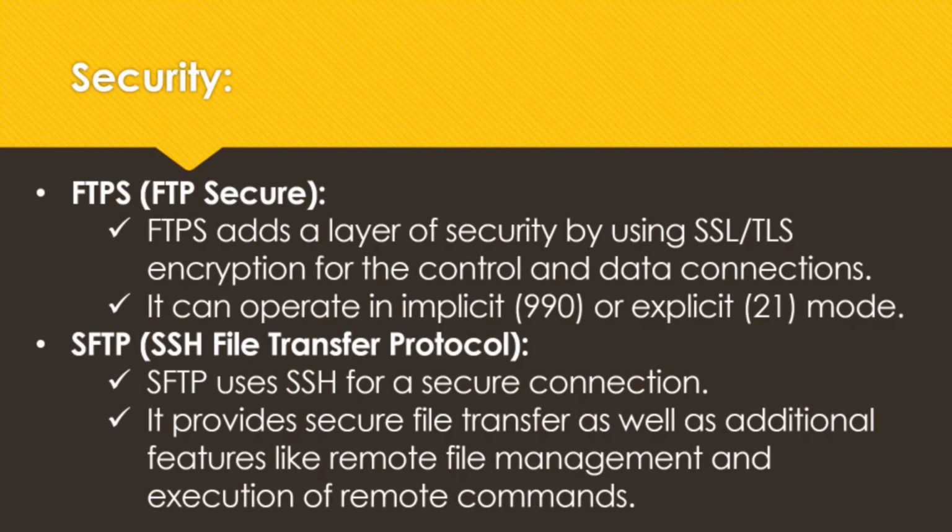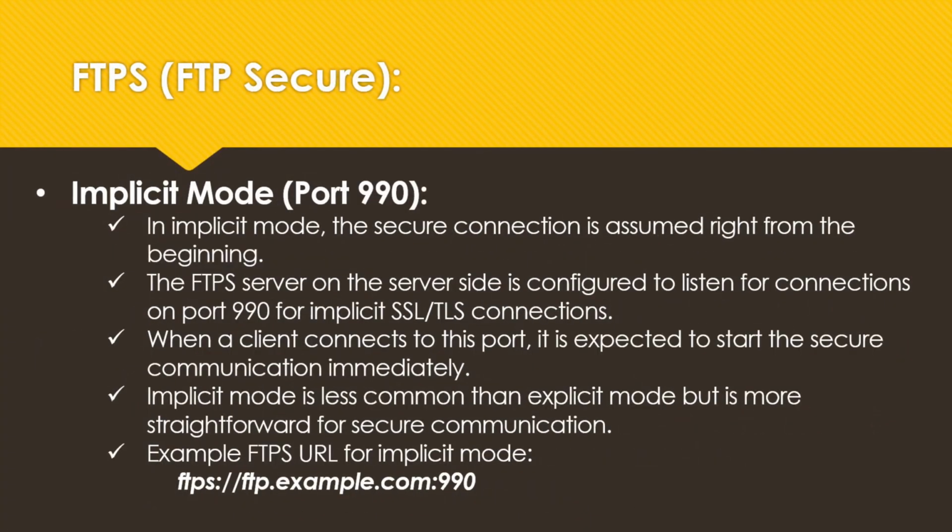Now we will talk about the FTPS protocol and the SFTP protocol in detail. FTPS protocol implicit mode, port 990. In implicit mode, the secure connection is assumed right from the beginning. The FTPS server is configured to listen for connections on port 990 for implicit SSL and TLS connections. When a client connects to this port, it is expected to start the secure communication immediately. Implicit mode is less common than explicit mode, but it is more straightforward for secure communication. An example of an FTPS URL for implicit mode can be seen on the screen.